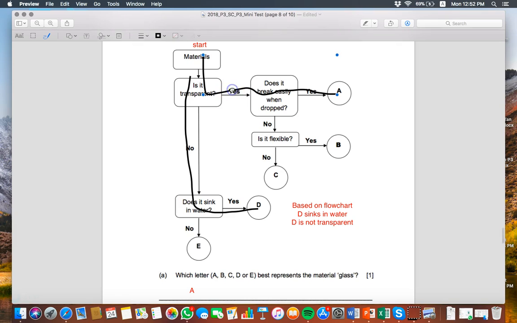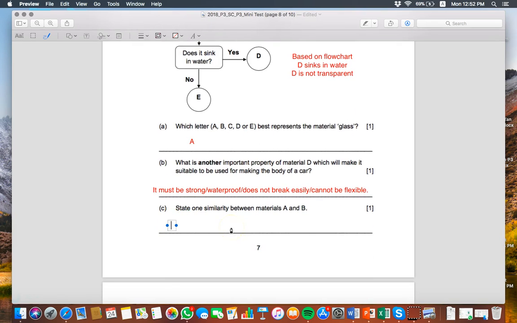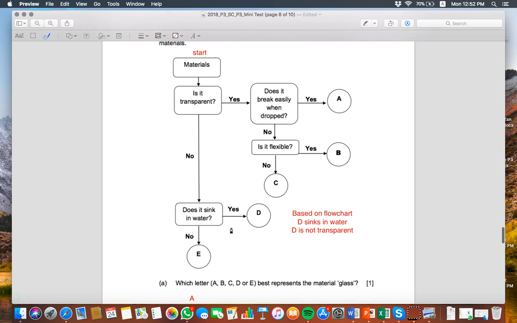Okay, I'm going to delete these. Okay, let's write A and B. A. Is it transparent? Yes. Does it break easily when dropped? Yes. Let's look at B. Is it transparent? Yes. Does it break easily when dropped? No. So, the difference would be whether it breaks easily when dropped. So, one similarity would be it is transparent.